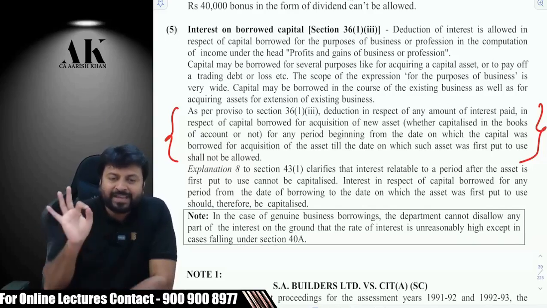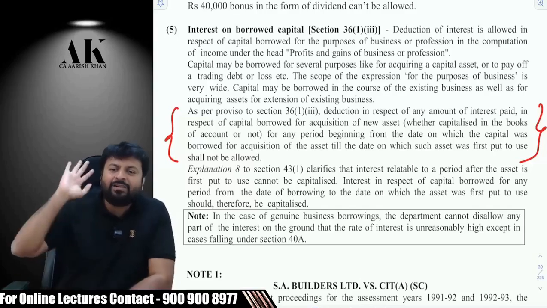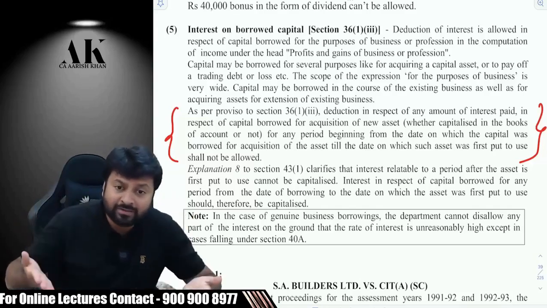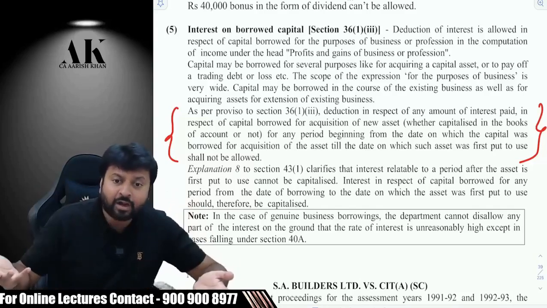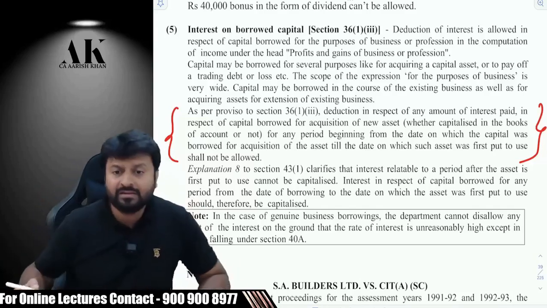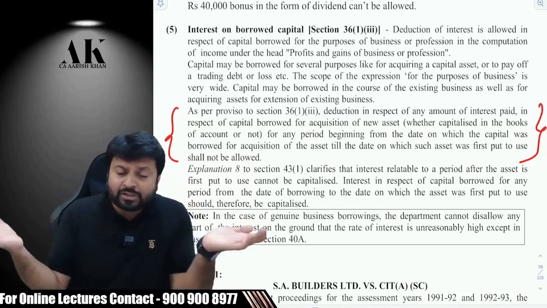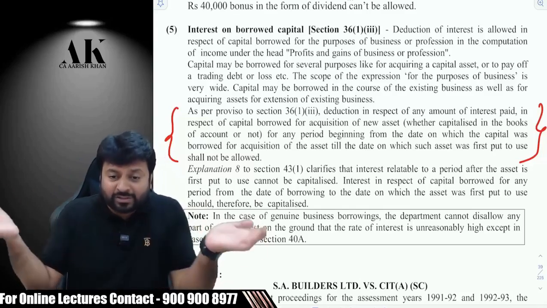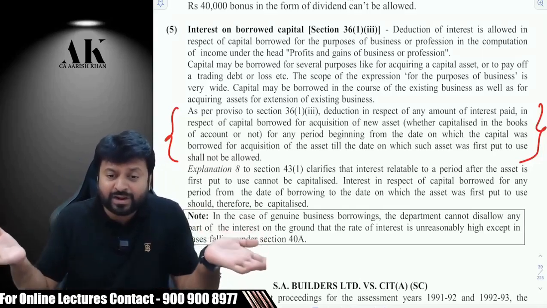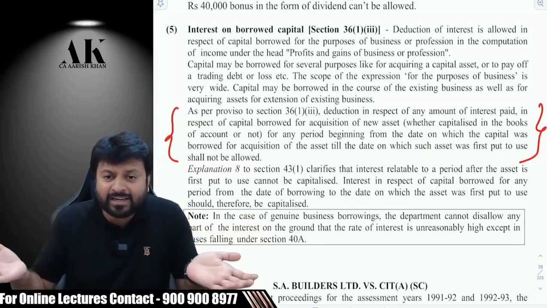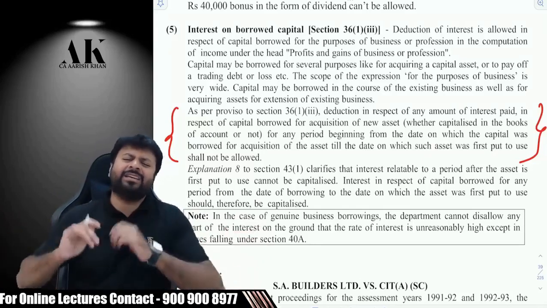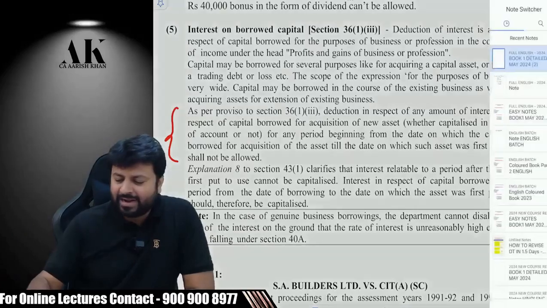Till the time the asset is not put to use, it shall not be allowed as a revenue expense. If it is not allowed as a revenue expense, then what is the second option that is available with me? Is it a part of actual cost? Can I say actual cost means actual cost which is necessary to put the asset into working condition? Can I capitalize this interest to my cost of asset? Please tell me. And therefore, I will capitalize this.